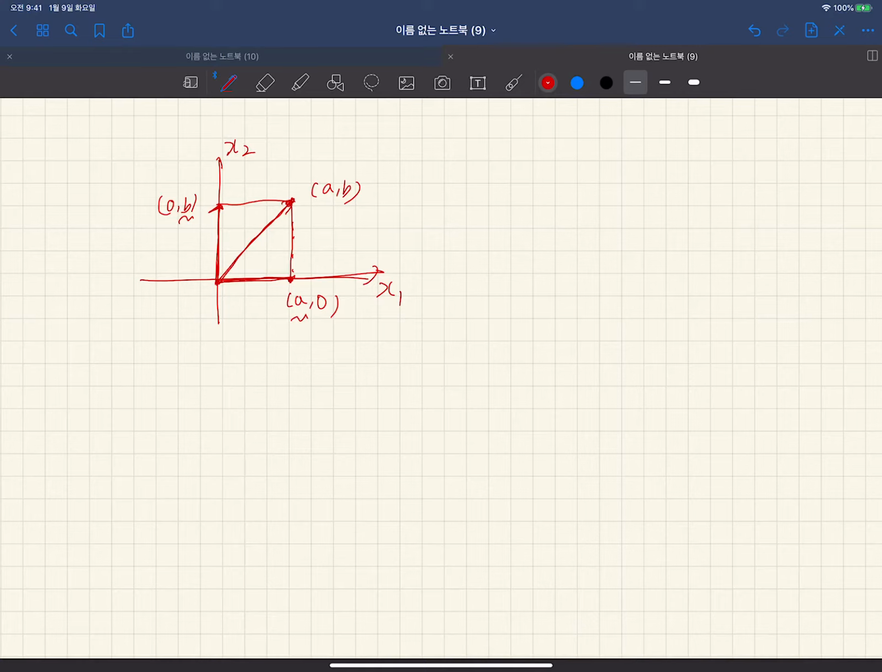In this case, you can compute this a comma 0 element from a projection matrix. This axis can be represented with a unit vector sharing the same direction, 1 comma 0. This direction can be represented with a unit vector sharing the same direction, 0 comma 1. And 1, 0 and 0, 1 are standard basis vectors. These two vectors can represent any vector or any point belonging to the 2D space, right?